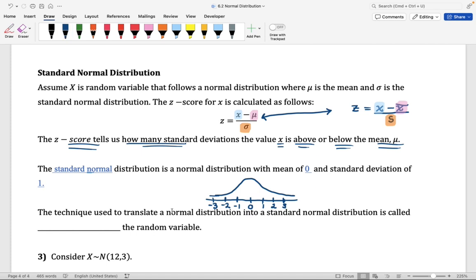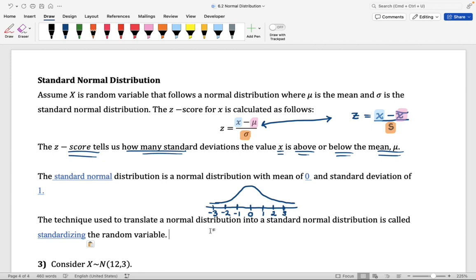If we know that x is a random variable that follows a normal distribution, we can take that distribution and translate it into a standard normal distribution. We call this standardizing the random variable. So again, we can translate any normal distribution into the standard normal distribution. How are we going to do this? In order to do this, we're going to take all the x values of a random variable and convert them to z-scores.